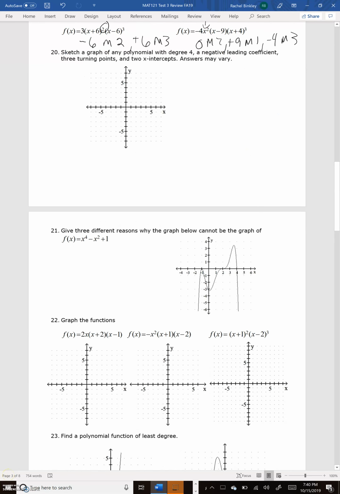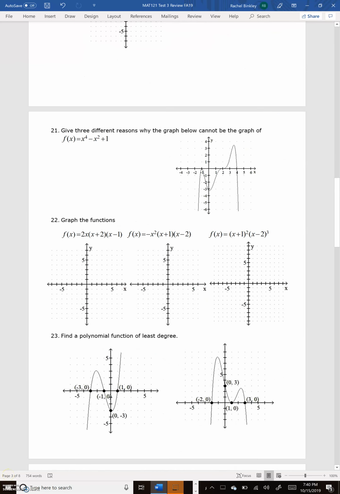All right, you guys, question 21. Give 3 different reasons why the graph below cannot be a graph of, and then it gives you this function. So the first one is the graph here, both ends point down, is negative. This graph is positive. So I'll say 1, negative, 1 is positive.